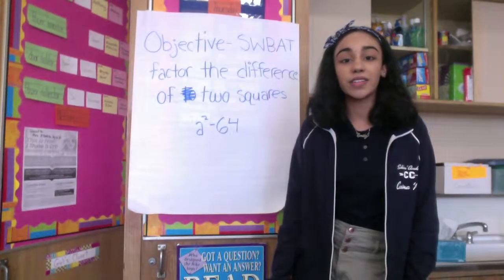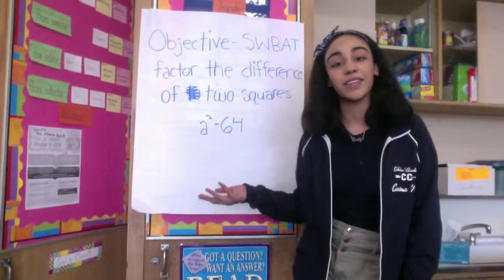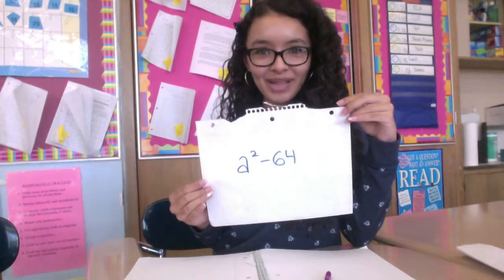Today we will be factoring the difference of two perfect squares. Please copy this problem and the objective into your notebook. Like this, Miss Emily? An expression in the form of a squared minus b squared is called the difference of perfect squares. It is important to keep in mind that a squared minus b squared is always equal to a plus b, a minus b.